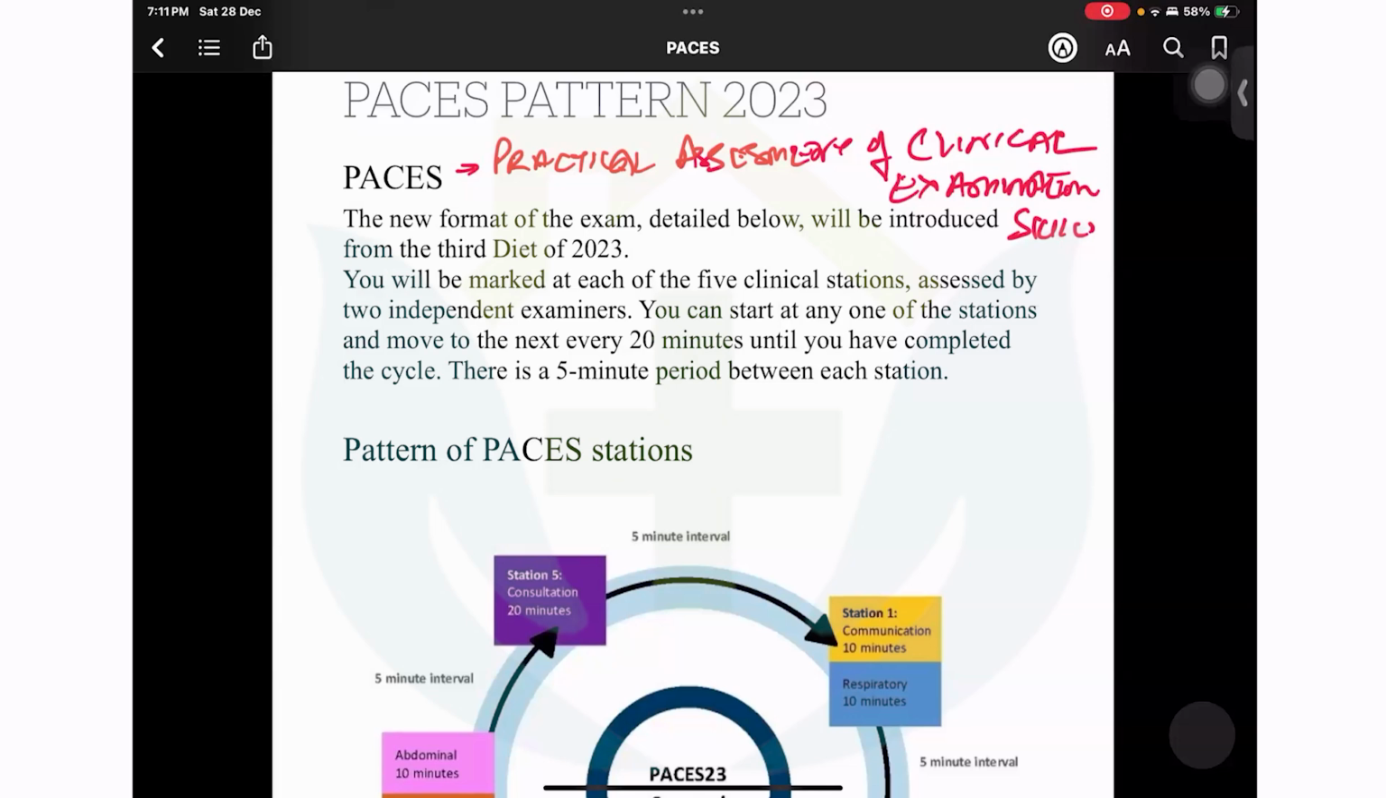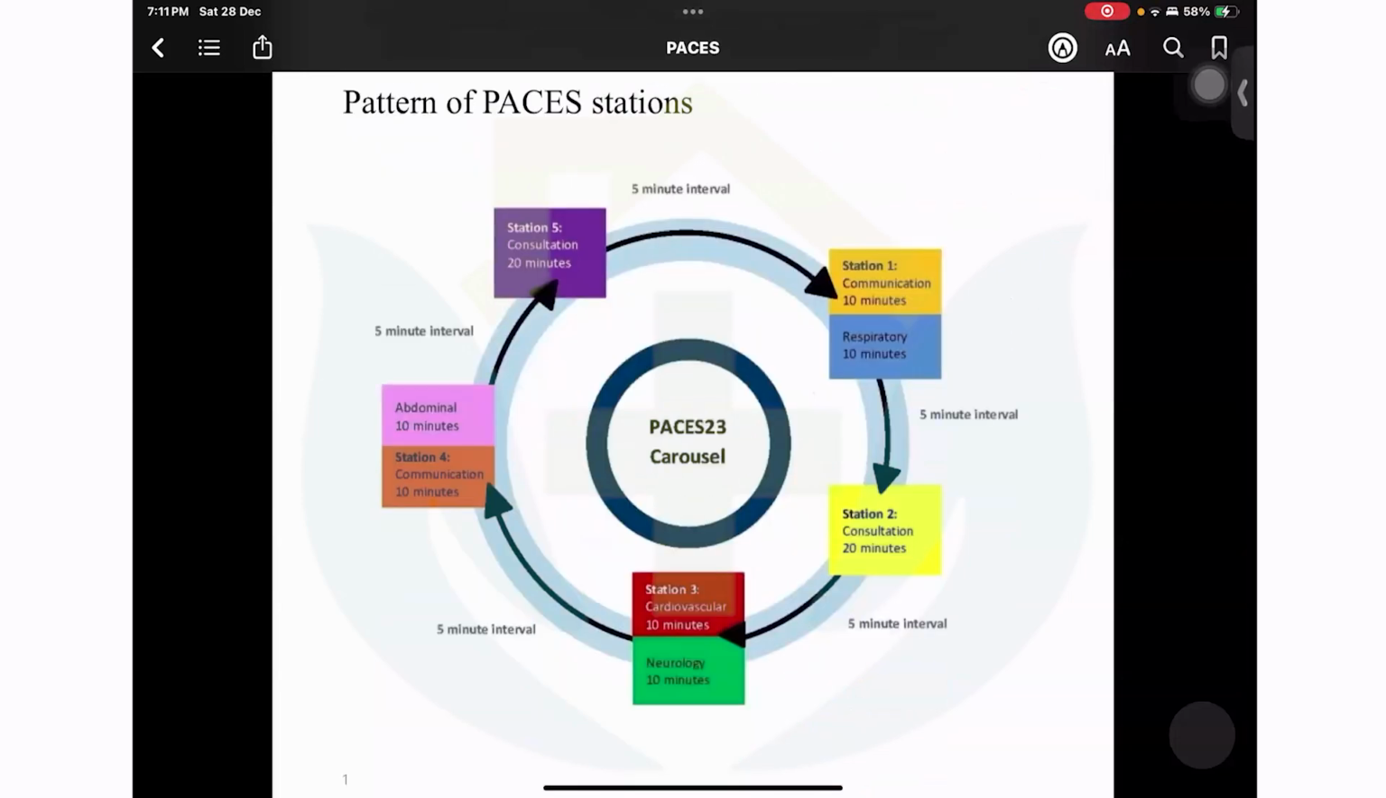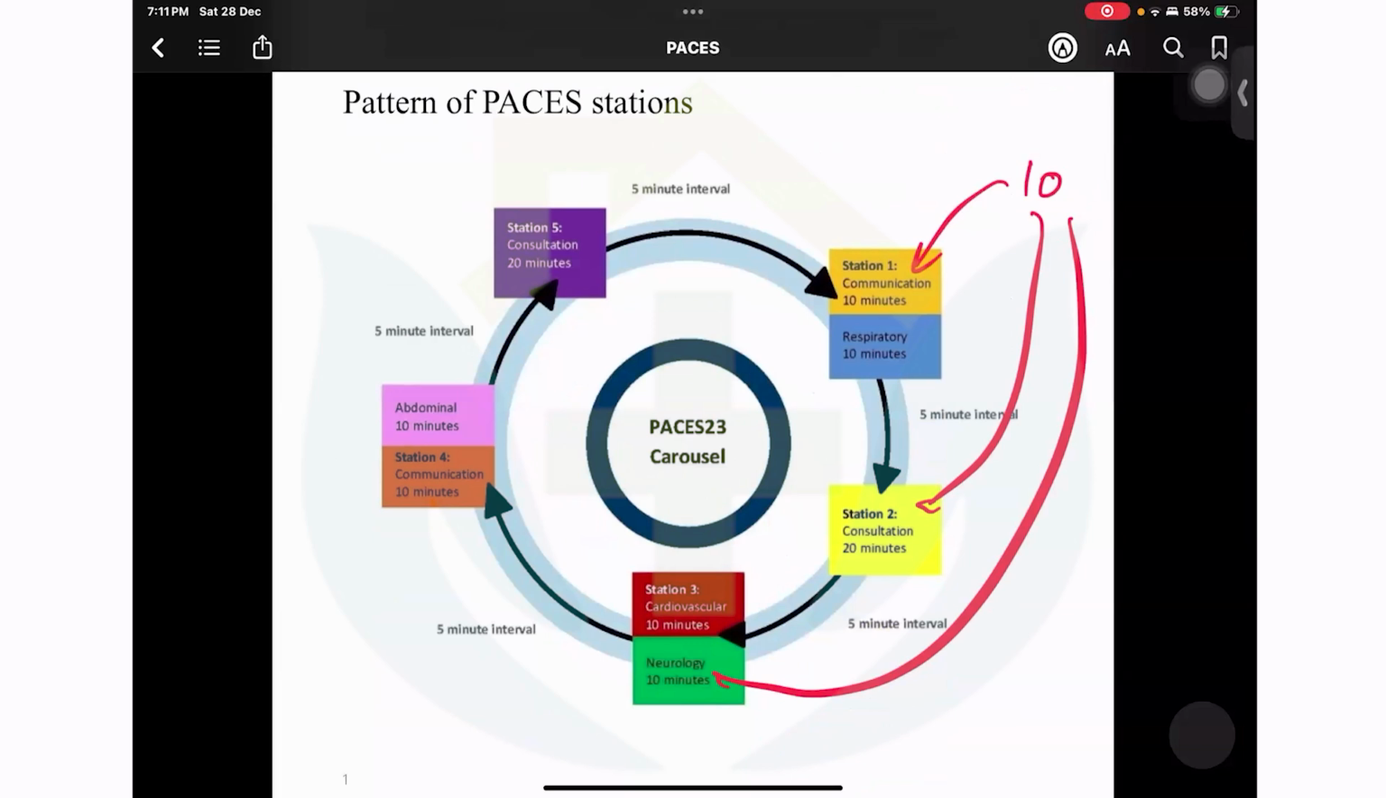So what you have is mainly 5 stations. When I appeared in the exam, there were 7 stations. So now there are 5 stations, and in those 5 stations, you may enter at any point of time. So there will be like 10 candidates. So one will be sent here, one will be sent here, one will be sent here, one will be sent here, and another one here.